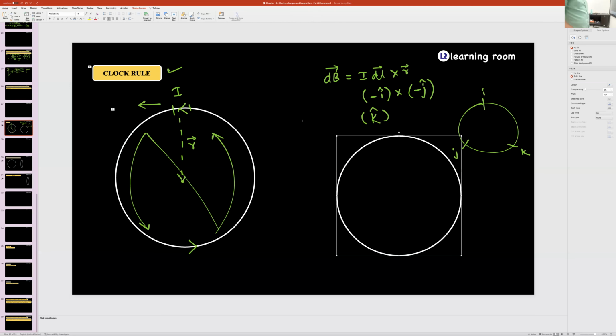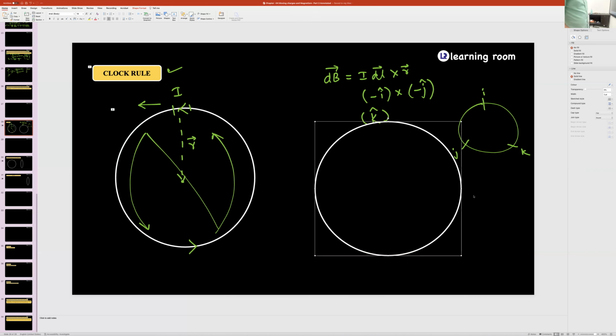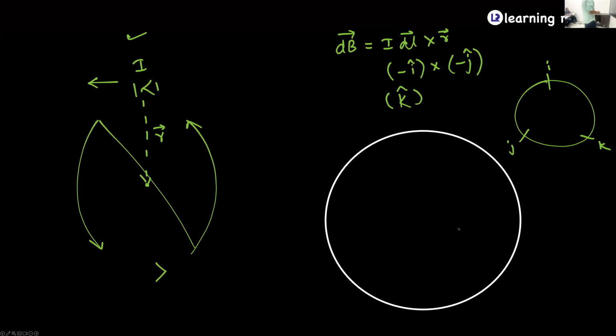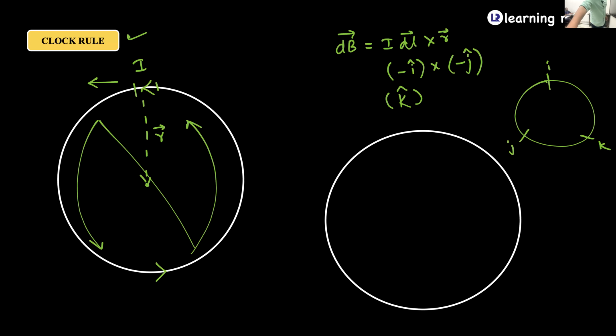See, suppose I take another conductor like this, where the current in this scenario is flowing in the clockwise direction. So here I is like this.